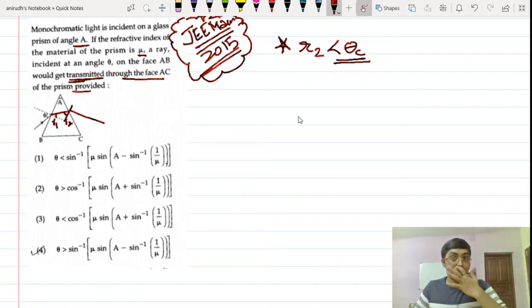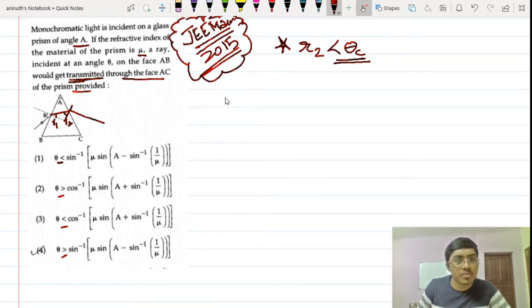That is all we are supposed to know from this. Let's suppose R2 is equal to theta C, and then we will go for how to put the appropriate greater than or less than sign after that. Let's try to solve this. In the first surface, applying Snell's law, let's suppose the refractive index of air outside is 1. So 1 sine theta is equal to mu sine of R1.